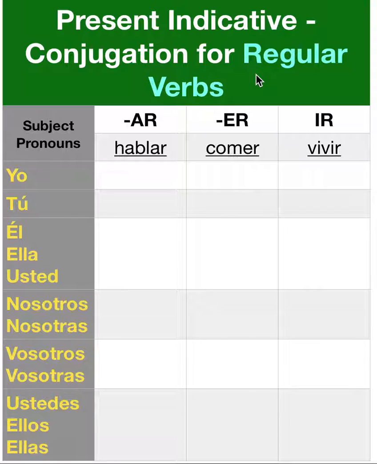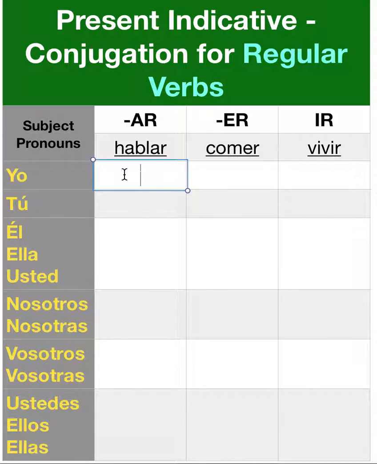Today we are going to look at the present indicative conjugation for regular verbs. In Spanish we have three kinds of verbs: the AR verb, the ER verb, and the IR verb. Here I have one example of a root verb for each category. I'm going to conjugate these verbs in the present indicative form based on their subject pronouns in front of your eyes so that you can see how we actually conjugate these regular verbs.